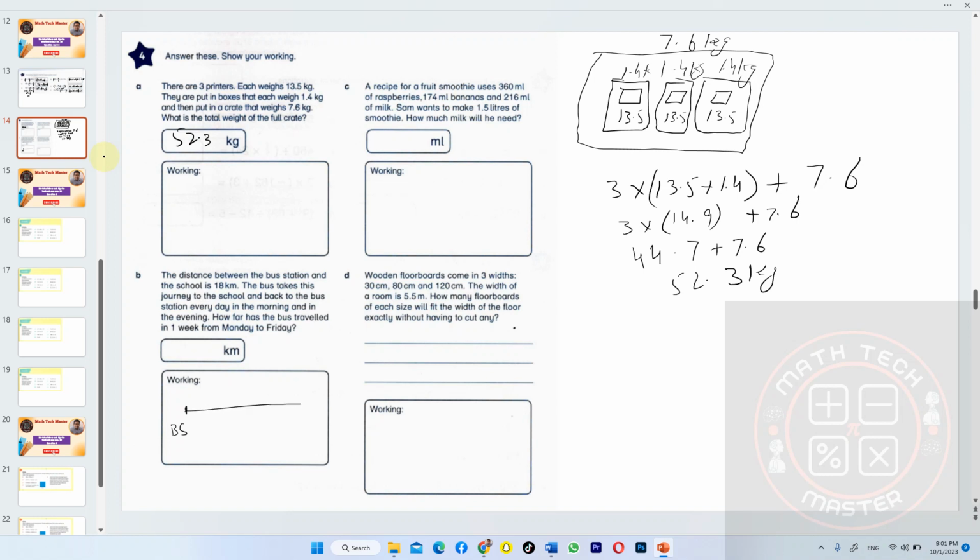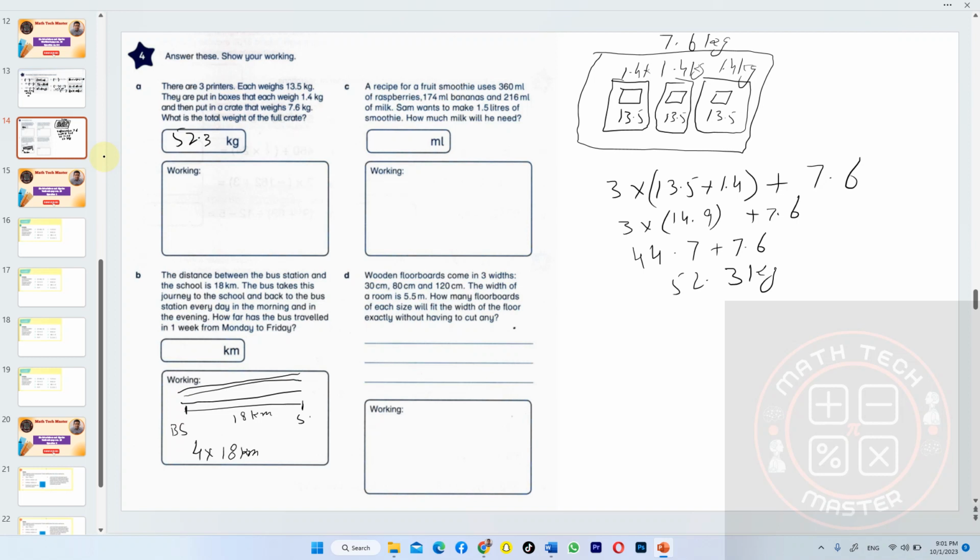The B part says that the distance between a bus station, look, this is the bus station, and school, there is a school, is 18 kilometers. The bus takes its journey to the school and back to the bus station every day in the morning and in the evening. In the morning the bus goes to the school and comes back. In the evening the bus goes to the school and comes back. So there are 4 rounds of the bus. So the total distance of the day will be 4 multiplied by 18.